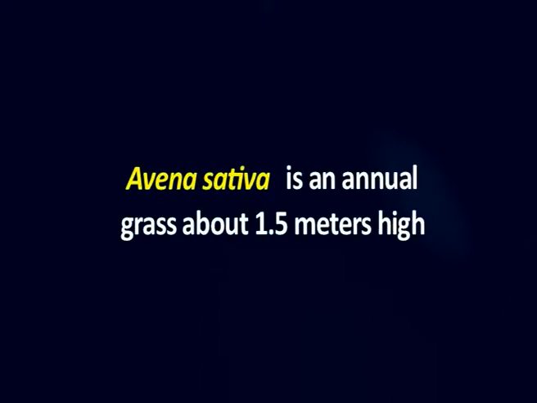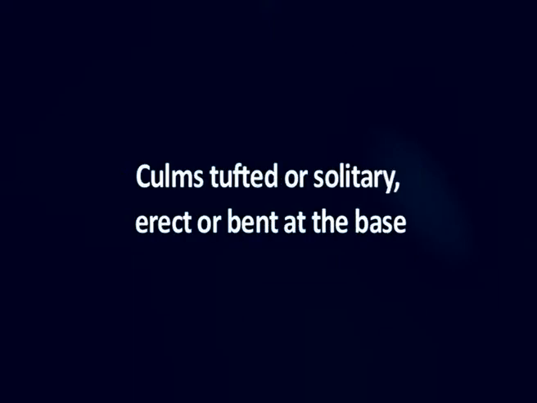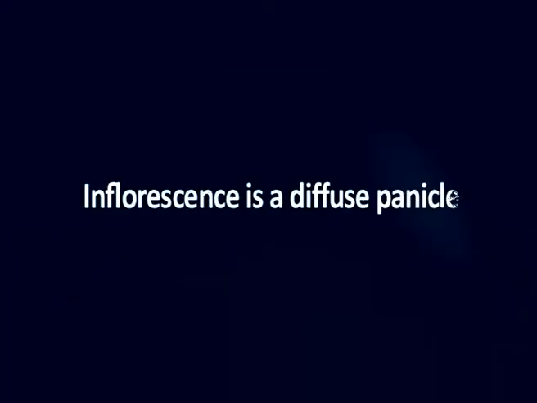Avena sativa is an annual grass about 1.5 meters high, clumps tufted or solitary, erect or bent at the base. The leaves are non-articulate green. The inflorescence is a diffuse panicle. The grain is tightly enclosed by the hard lemma and palea.